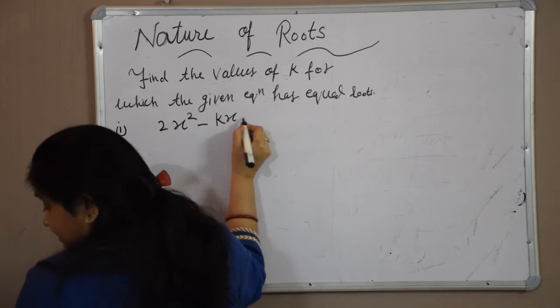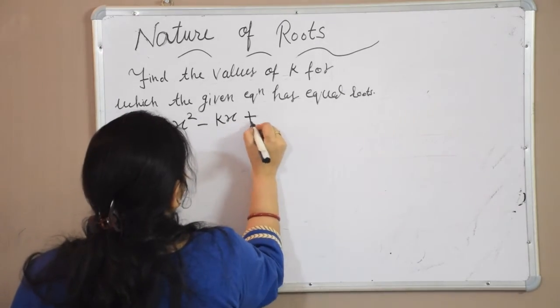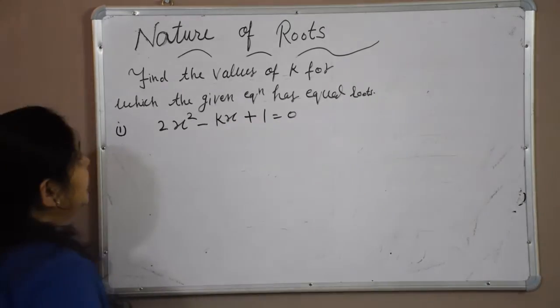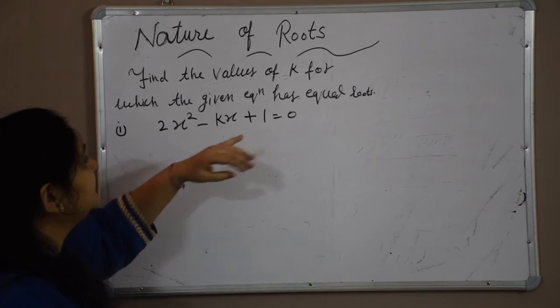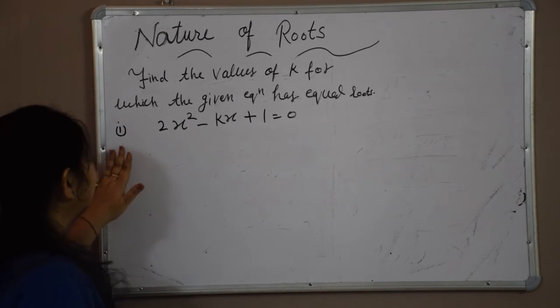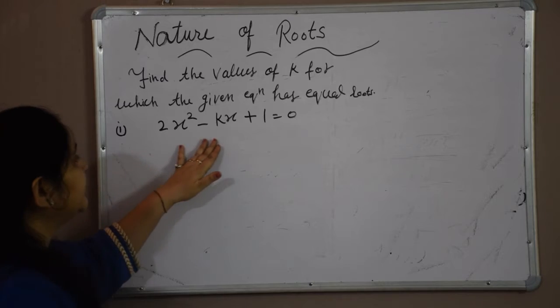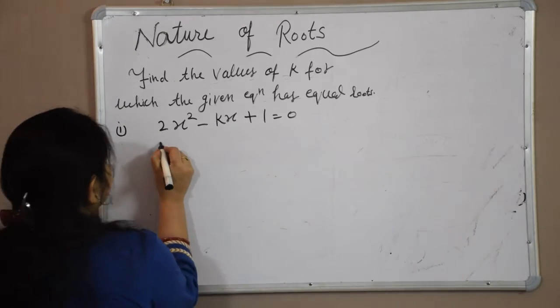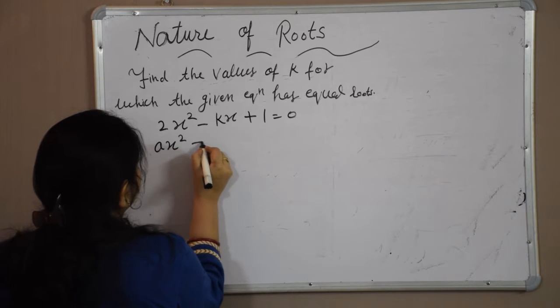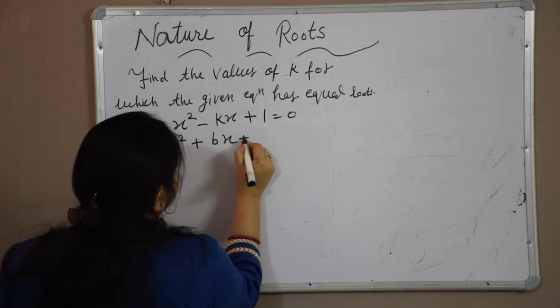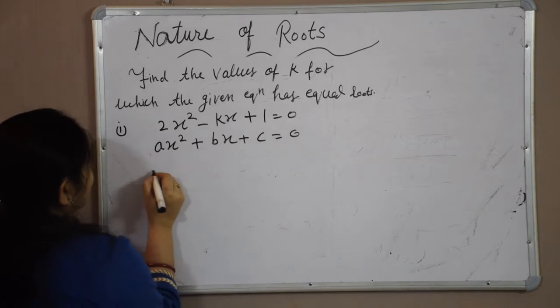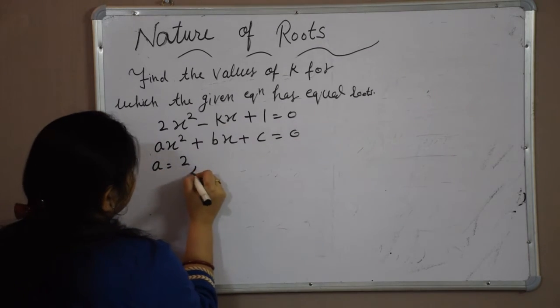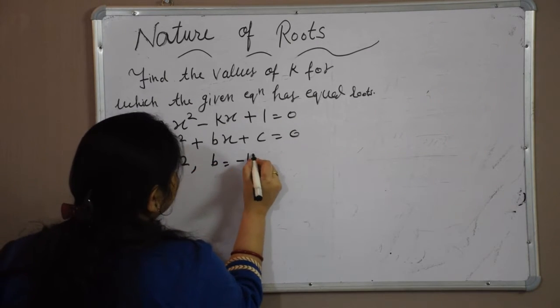minus kx plus 1 equal to 0. Find the values of k for which the given equation has equal roots. The given equation is 2x square minus kx plus 1 equal to 0. Comparing this equation with the standard equation ax square plus bx plus c equal to 0, we find here a is equal to 2, b is equal to minus k.